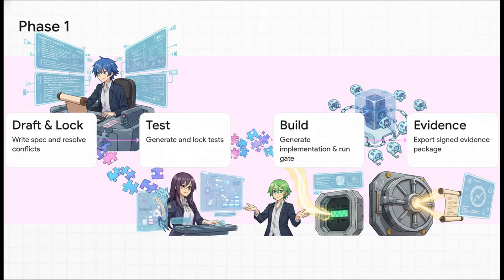Once you've got Phase 0 locked down, we transition into Phase 1, which is specification and delivery. This is a super methodical process. First, you draft and lock your spec based on that validated problem statement. Next up, you generate and lock your tests in place. Only after all that do you actually build the implementation and run it through that verification gate bouncer we talked about earlier. Finally, you export the cryptographically signed evidence package. It is a strict, one-way street directly to perfect execution.